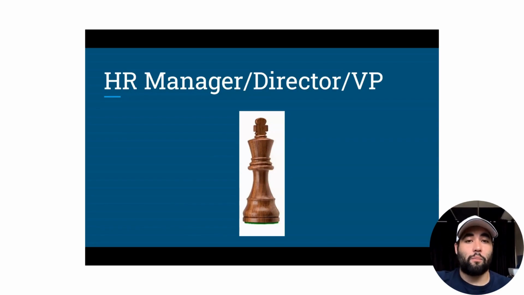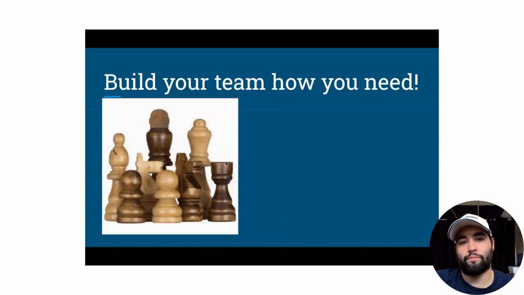Next up, you've got the HR manager, director, and VP. So I have these as the king. Obviously, the shareholders, the team is going to be the real king. But when it comes to who's actually directing the team itself, here you've got it. These are going to be the ones that are really managing the strategic level, understanding how the HR functions are helping push forward the strategic objectives of the organization as a whole.